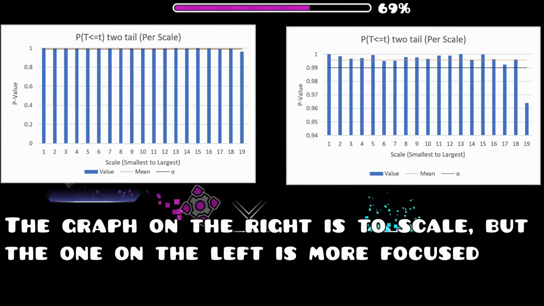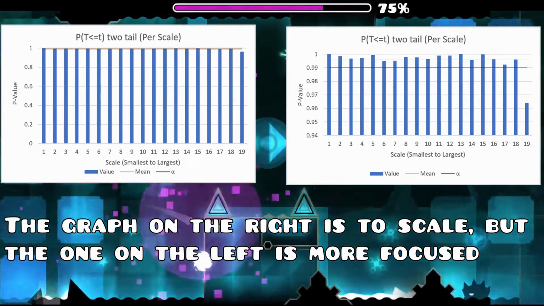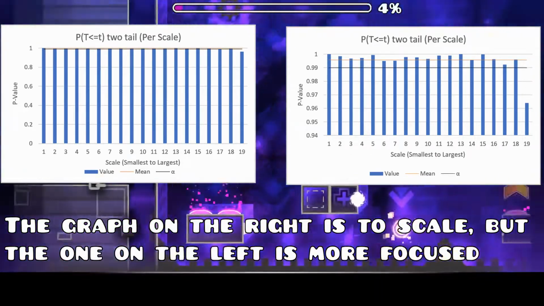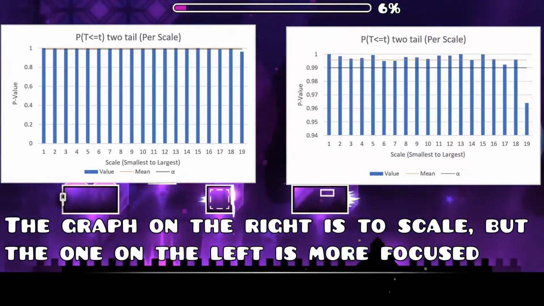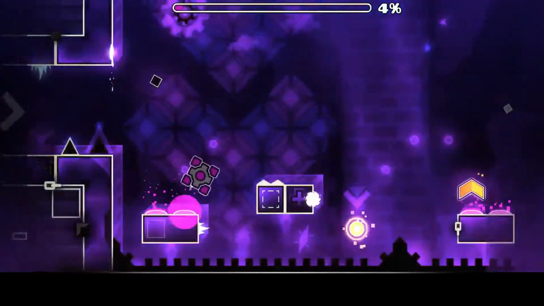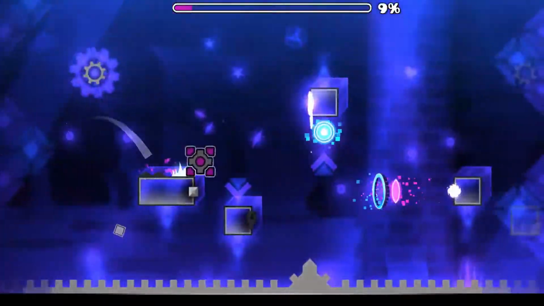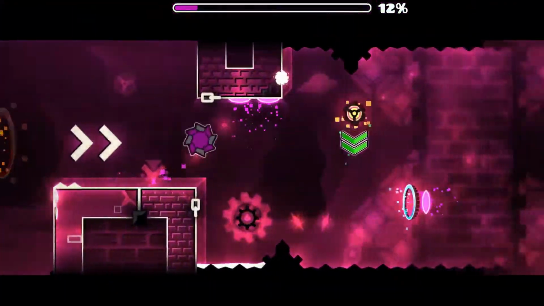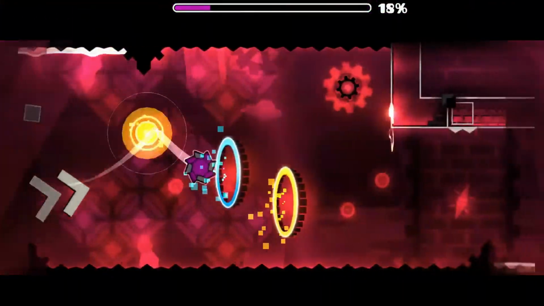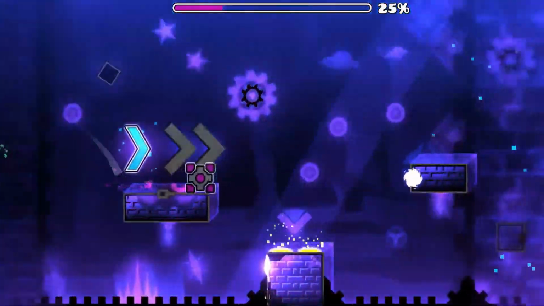For scales 1 to 18, we see that the p-values are greater than or equal to alpha, and the t-stat is less than or equal to the t-critical value. So we fail to reject the null hypothesis. Therefore, the difference between the true value and the calculated value is insignificant. However, for scale 19, the difference is significant. This makes sense because the further away you are from something, details become difficult to make out.